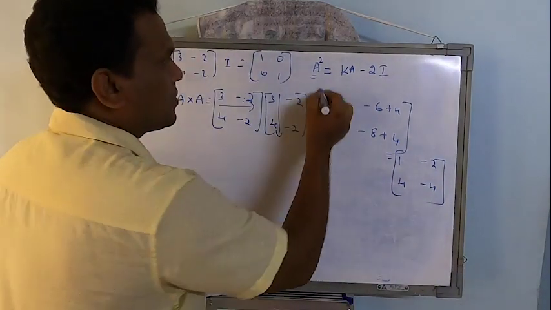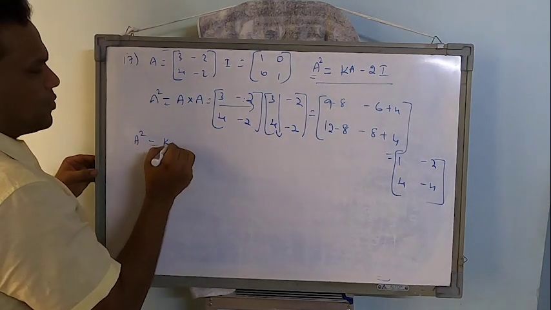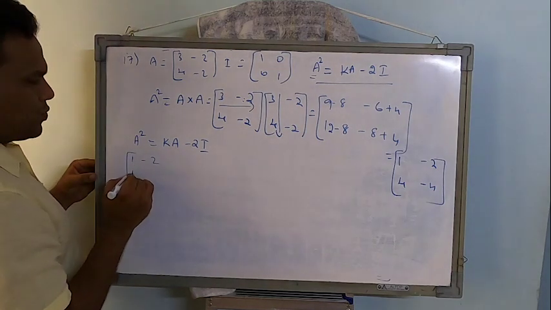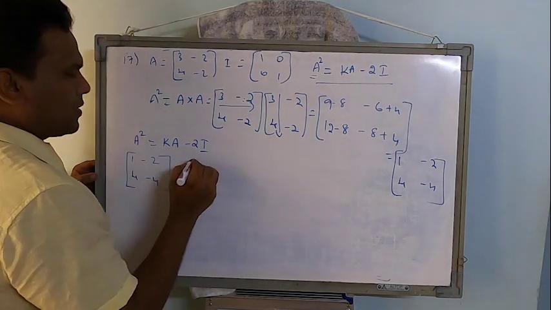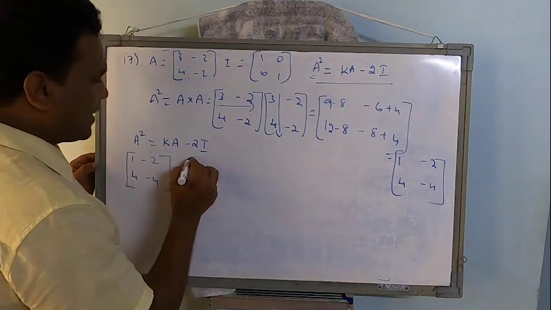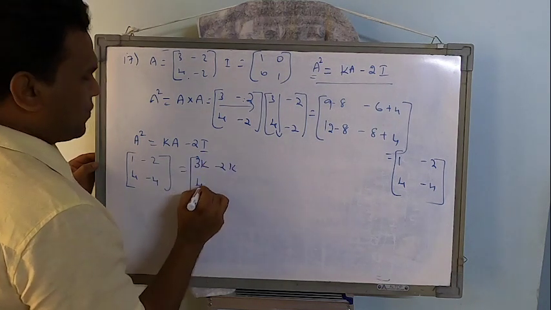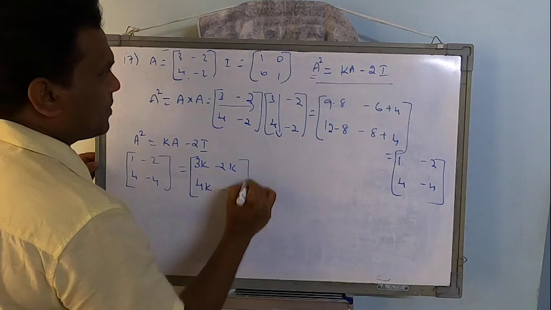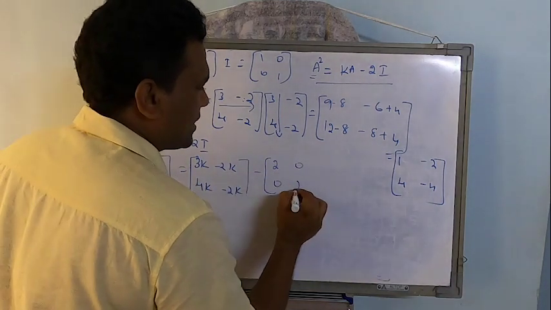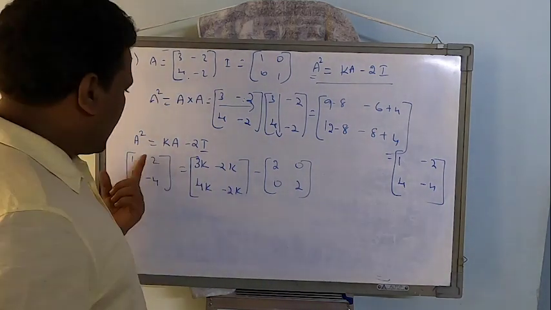So let's go for this equation. I will take the full equation: A square is equal to KA minus 2I. A square is 1, minus 2, 4, minus 4, and K multiplied by A. Each element of matrix A should be multiplied by K; that is the meaning of KA. So 3K, minus 2K, 4K, minus 2K, minus 2I, which is 2, 0, 0, 2. Don't equate right now. Subtract these two, and the resultant will be equated with this one.